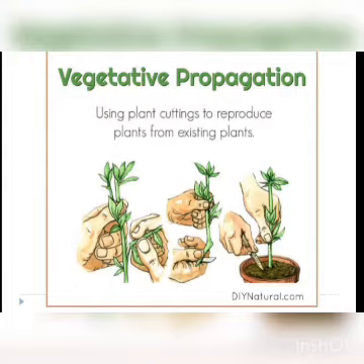As the name indicates, it is the process to produce new plants from existing plants. Means in it we use plant cuttings to reproduce plants from the existing plants. There are various ways of vegetative reproduction. Number one cutting, second grafting, third layering, fourth budding. As you can see in the figure, there are various types of vegetative reproduction.